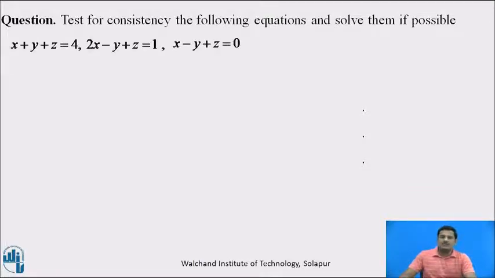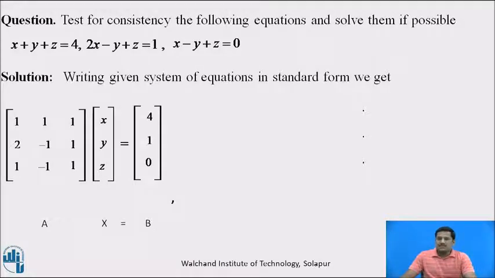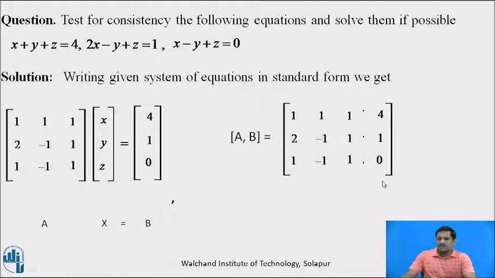Test for consistency and solve. First of all, we try to write the given system of equations in matrix form Ax equal to B. Now immediately we will construct the augmented matrix AB. This is the augmented matrix AB now. Now we will apply the elementary row transformations only on this augmented matrix AB to reduce it to echelon form.